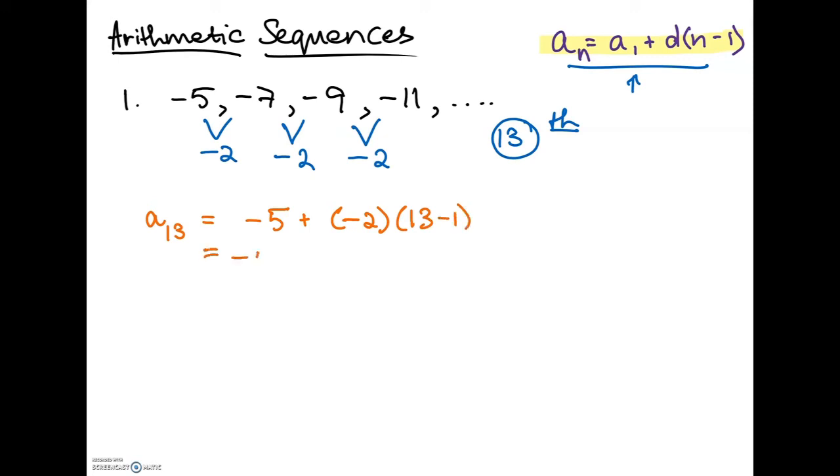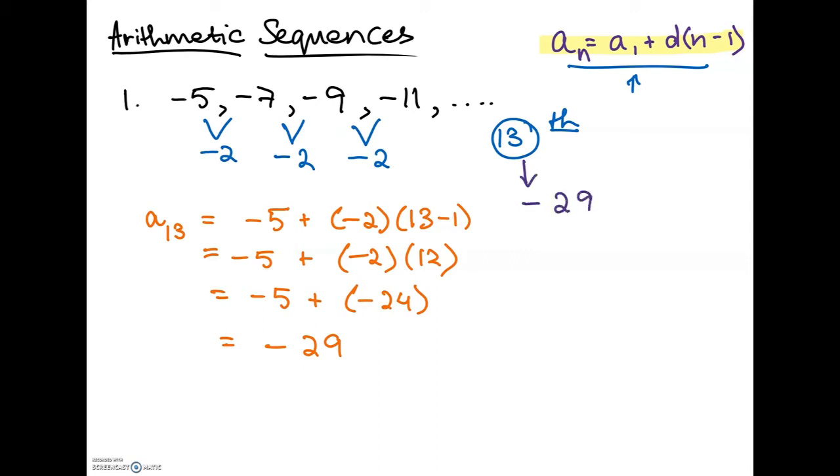n minus 1. So when you simplify that, you get -5 plus -2 times 12 because 13 minus 1 is 12. So you get -5 plus -24 because 12 times -2 is -24, and this will just result in -29. So that means that the 13th term is going to be -29 if we keep on going. So that's going to be it for this example.